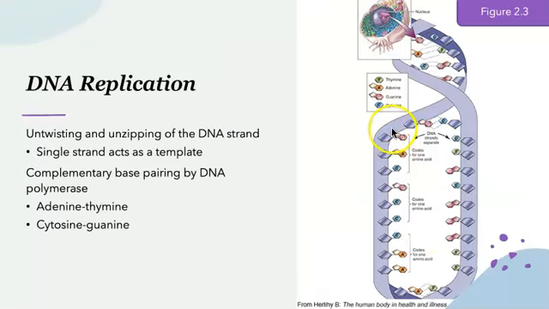So let's start off with that DNA replication that I mentioned in the nucleus. We need to untwist and unzip the DNA strand, and we have a single strand that acts as our template. And so we're going to start doing some complementary base pairing by an enzyme known as DNA polymerase. And we, of course, know our pairings. We mentioned that in the previous slide.